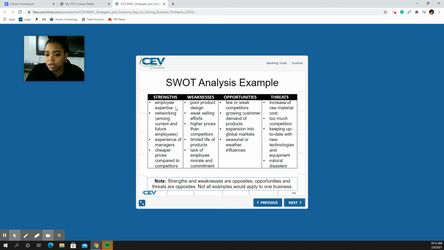So there you go: strengths, weaknesses, opportunities, and threats. There's a full chart, I guess you could say, of SWOT analysis examples. Strengths and weaknesses are opposites. Opportunities and threats are obviously opposites as well. And not all examples would apply to one business.